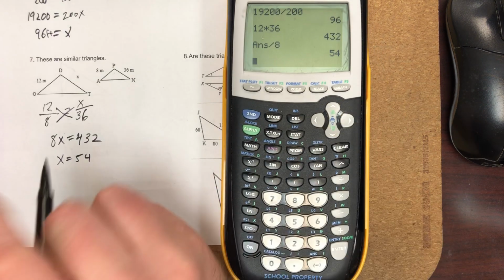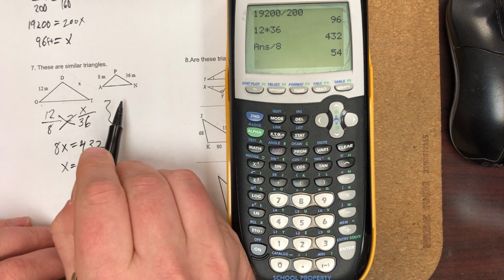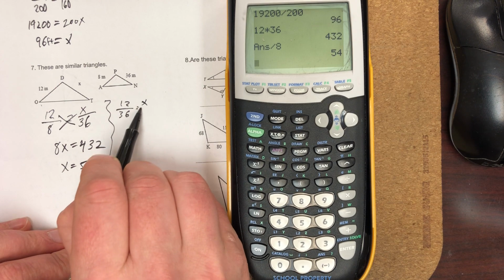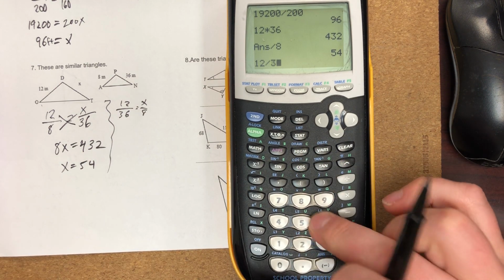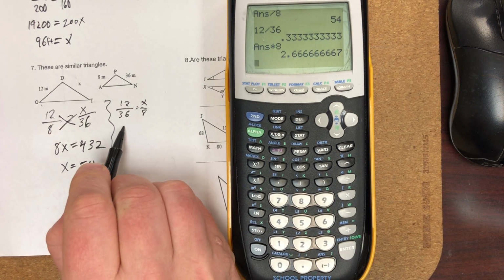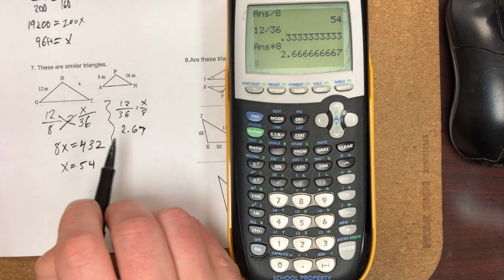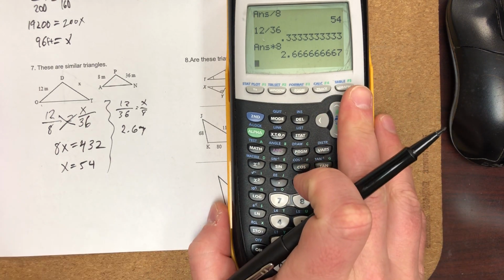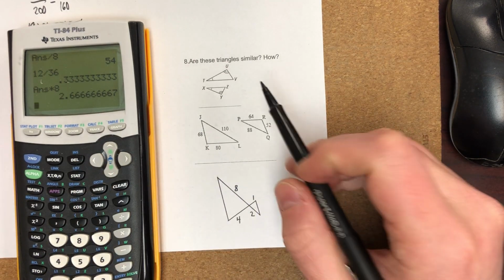If you had thought that 12 instead went with 36, you would get 12 over 36 is equal to x over 8. And let's see, what do you end up getting in that one? That one you get 2.67, or 8/3. So I would be fine with either one since the directions were not clearer.